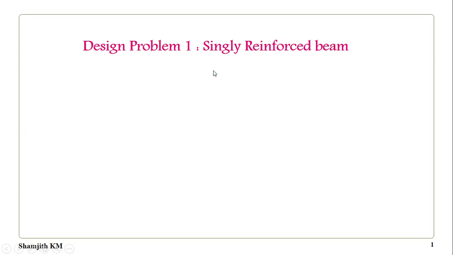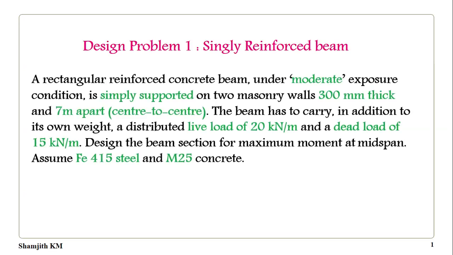Welcome all. Today we are going to discuss a design problem on singly reinforced beam. A rectangular reinforced concrete beam under moderate exposure condition is simply supported on two masonry walls 300 mm thick and 7 meter apart, center to center. The beam has to carry, in addition to its own weight, a distributed live load of 20 kN per meter and a dead load of 15 kN per meter.